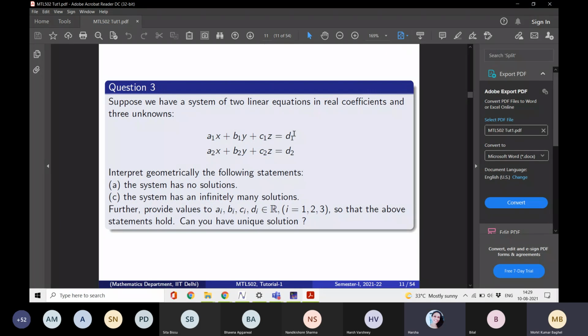Yeah, so you just think it over. There may be some different possible cases. Okay, you can take, like, sir, if we take d1 and d2 as 0, then we will always get infinite solutions for any a1, b1, c1.